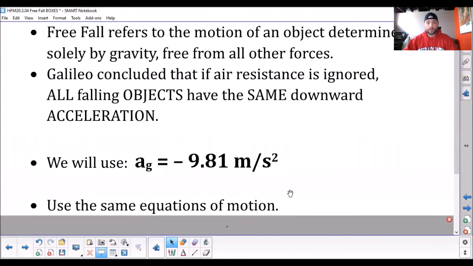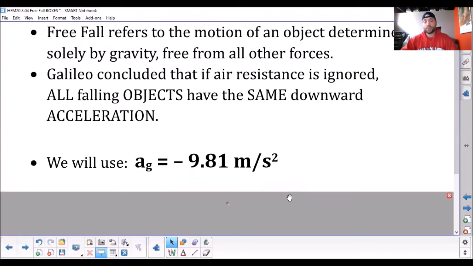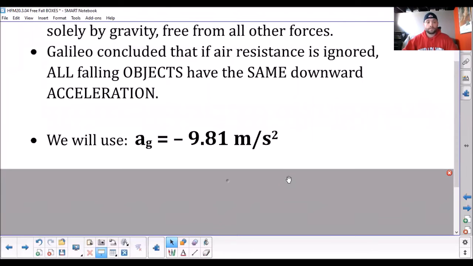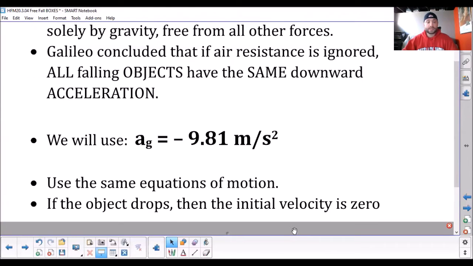Here on Earth, we use acceleration due to gravity as negative, because it's accelerating downward, as negative 9.81 meters per second squared. We're still going to use the same equations that we have been using. All those equations of motion, we're going to use the same equations still. The only difference is that if it's dropped, then the initial velocity is 0. Also, if it's in free fall, it might not tell you to use gravity. You'll have to remember to use that.